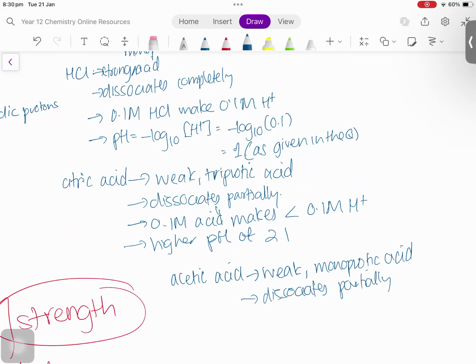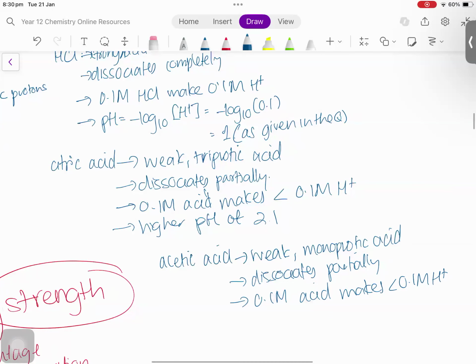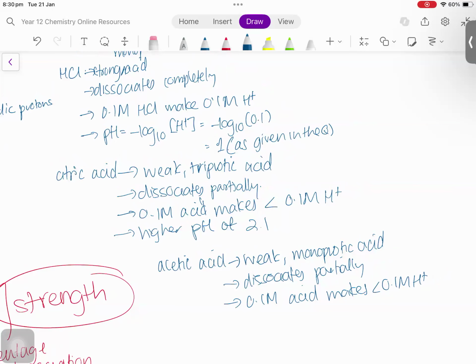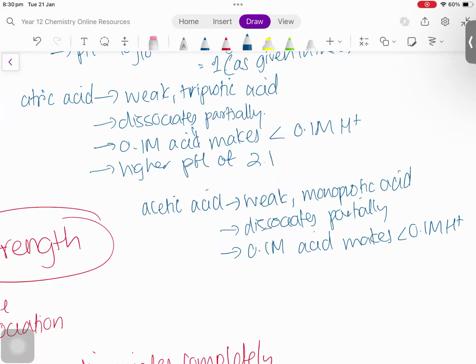But it dissociates partially, so 0.1 molar acid makes less than 0.1 molar H plus. Okay, so I'm following the same structure, but because I've got 3 acids, guys, my answer starts changing a little bit because the citric acid and the acetic acid paragraph are starting to sound the same. Yeah? They both dissociate partially. They both make less than 0.1 molar H plus. So I need to explain the difference, deviate from the structure if you need to.